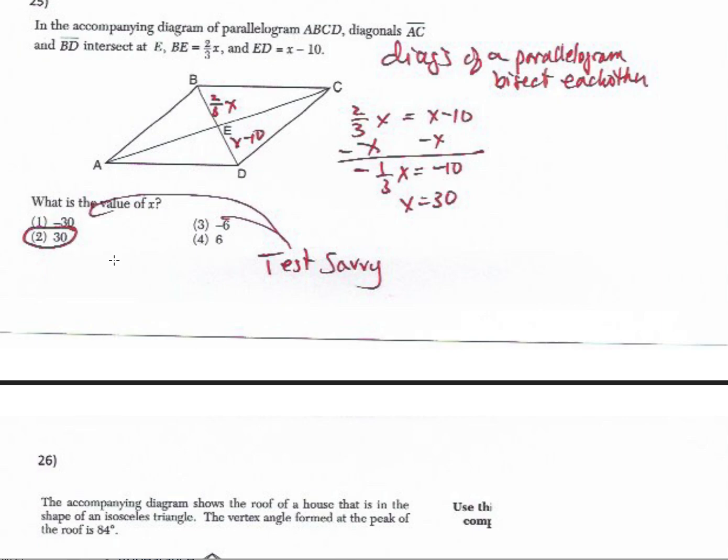For the test savvy, the reason I wrote that down there was to say, if you're taking this problem, there is no way that a length can ever be negative. So choices 1 and 3 you should eliminate right away. And then you say to yourself, okay, if I have to guess, at least you're guessing to the point where you say, I know it's not a negative. So the odds of you getting it right went from 1 out of 4 to 1 out of 2.